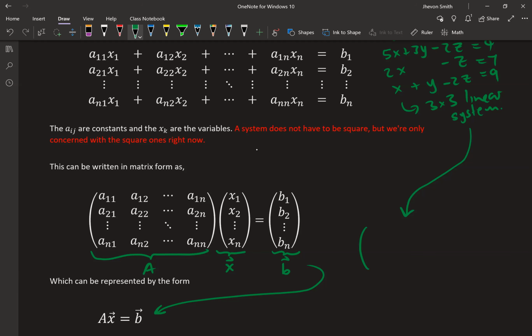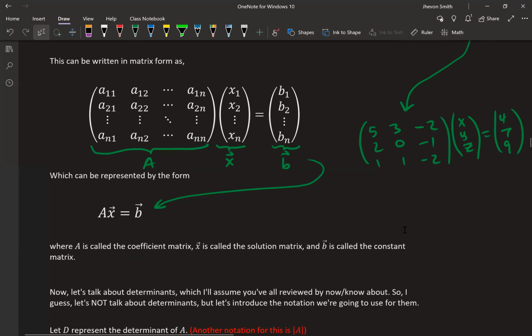So for example, this one right here could be written as [5, 3, -2; 2, 0, -1; 1, 1, -2] times [x, y, z] equals [4, 7, 9]. I could write this linear system in matrix form like that. And then the big matrix in the front is the coefficient matrix, the x, y, z is the solution matrix, and the 4, 7, 9 is called the constant matrix.